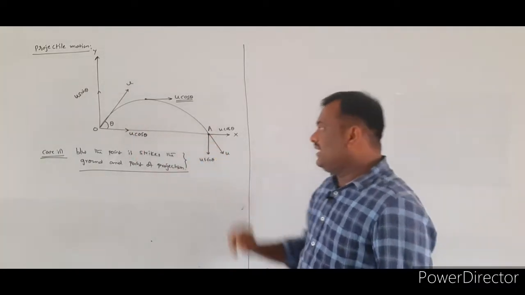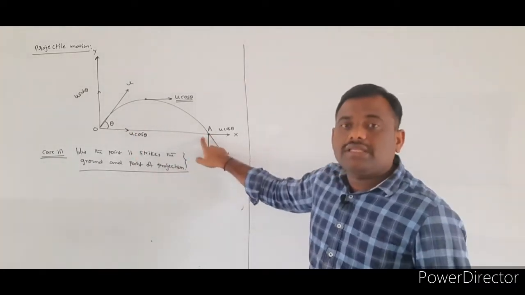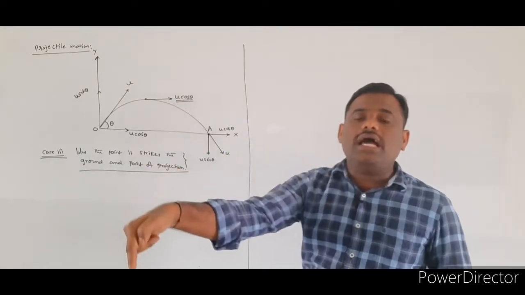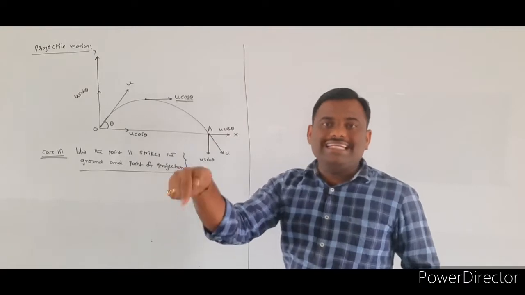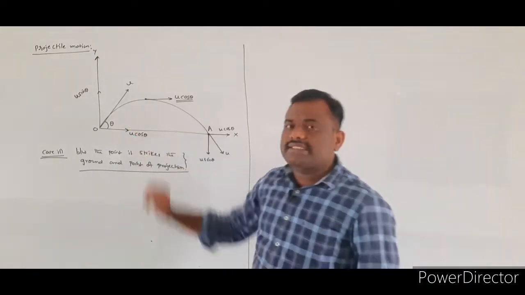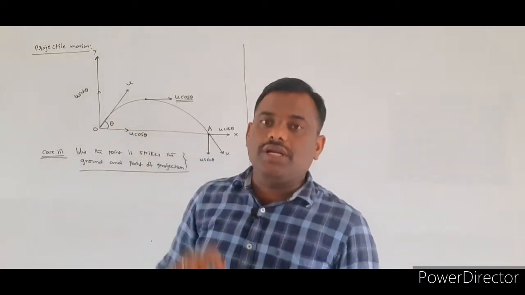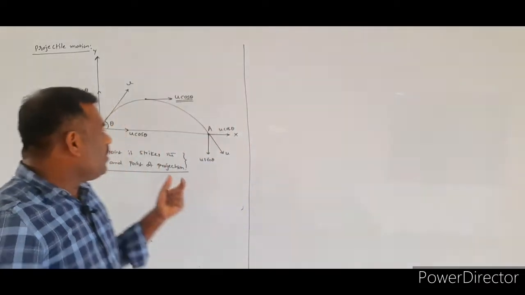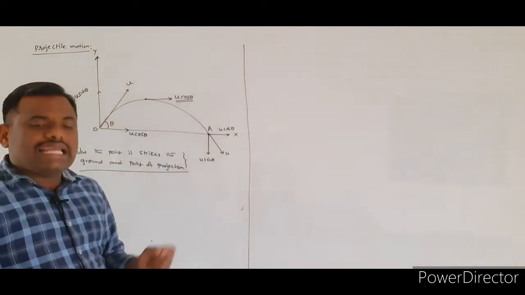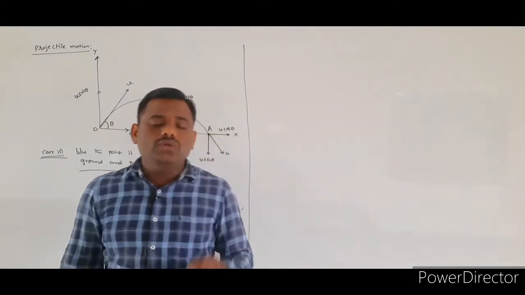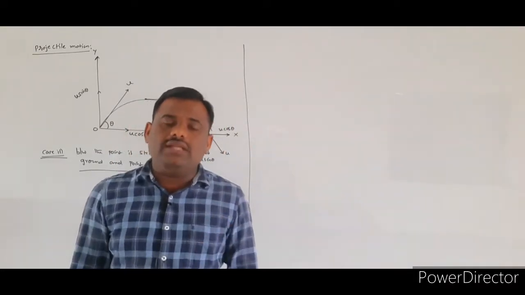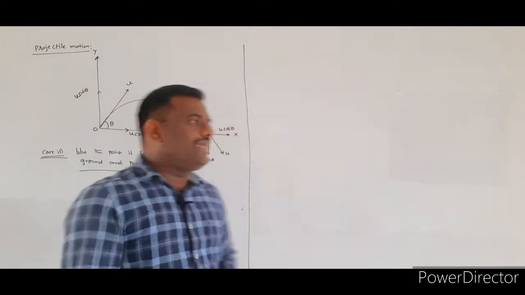What is the A here? The point at which the projectile will be landing on the ground, or hits the ground. And O is called what? Point of projection. So already we know that to calculate the change in momentum value, you have to know the initial momentum value as well as the final momentum value.